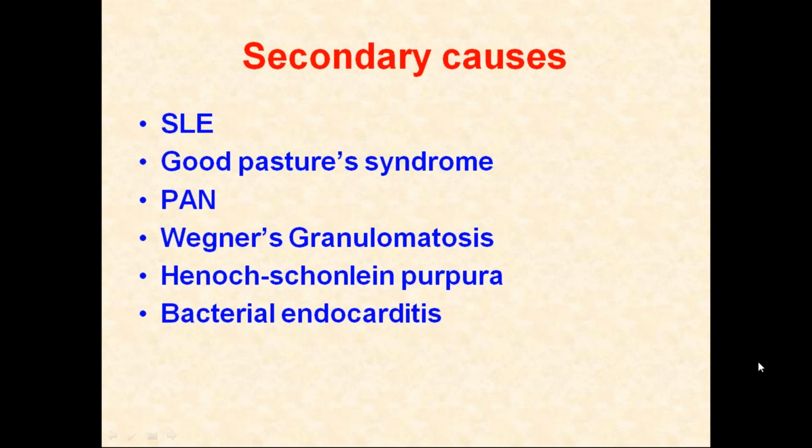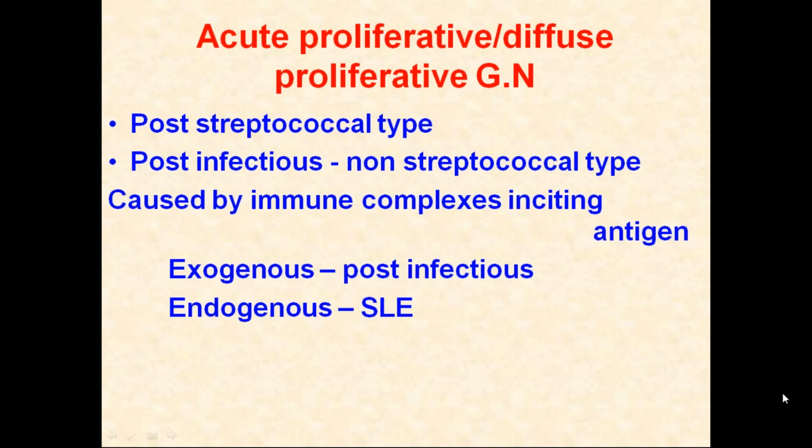Very, very important. If a nephritic syndrome is given, you should be able to write all the types of glomerular nephritis which are involved. So that is primary and secondary causes like SLE, Goodpasture, PAN, Wegener's, HSP, and bacterial endocarditis. Now we'll be dealing with each of these. Today we'll be dealing with acute proliferative glomerular nephritis or post-infectious glomerular nephritis, and also RPGN or rapidly progressive glomerular nephritis.